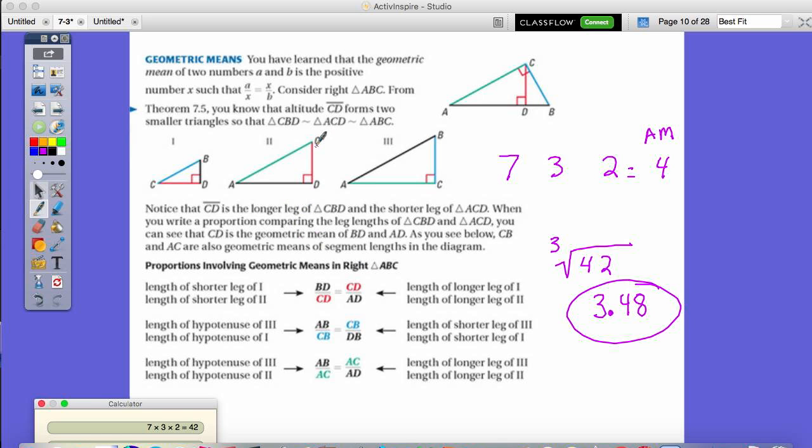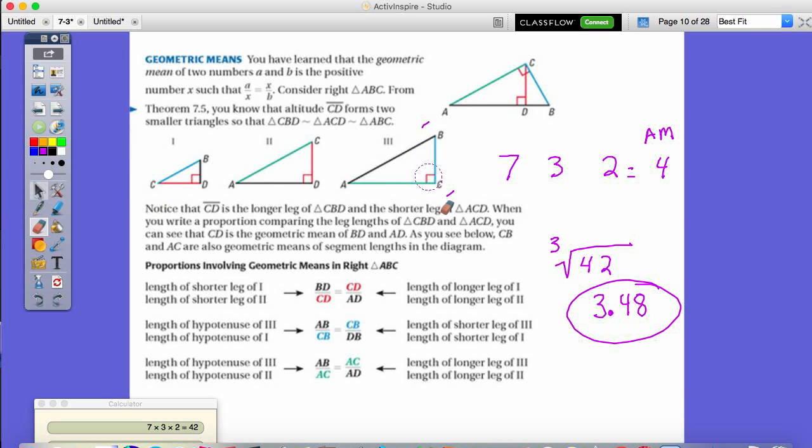For instance, in this problem, leg CD is here, and it's also here. In triangle 1, it is the length of the longer leg. And in triangle 2, it is the length of the shorter leg. We could do this same thing looking at leg CB, which is in this triangle. There is no CB in triangle 2 because there's no vertex B in triangle 2. There is a CB here. And we can see that in triangle 1, CB is the hypotenuse.